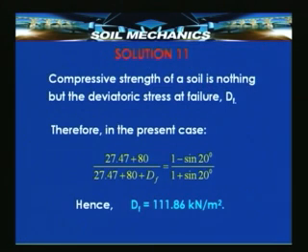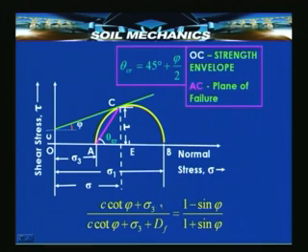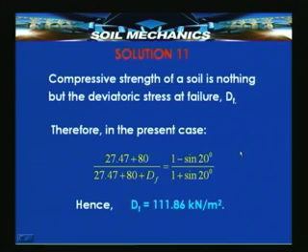Compressive strength of a soil is nothing but the deviatoric stress at failure, df. So, straight away from this equation the unknown df can be calculated, because sigma 3 is known, phi is known, and C is known. So, if you substitute the known values, you will find that C cot phi is nothing but 27.47. This is sigma 3, C cot phi plus sigma 3 plus df. So, this is equal to 1 minus sin 20 by 1 plus sin 20, where 20 is the angle of internal friction which is known. This gives us df equal to 111.86 kilonewton per meter square. That is the compressive strength of the soil sample.